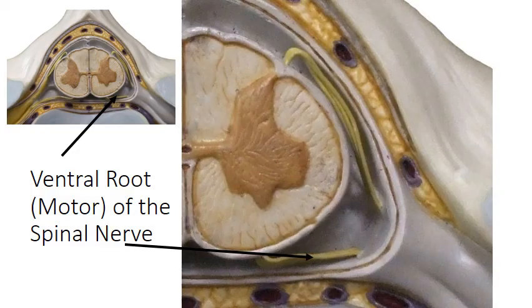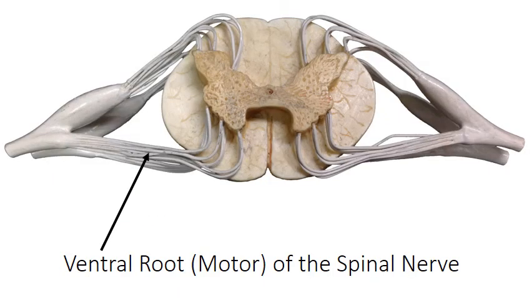Now what we're looking at is the ventral root. So the ventral root, the cell bodies for the ventral root are actually found in the anterior gray horn, and so they're going to send their axons out to create part of the spinal nerve. So the ventral root is the motor portion of the spinal nerve. So what we see here is the ventral root again. One more time, the cell bodies actually are found in the anterior gray horn, and they're going to send their axons out to help form part of the spinal nerve. So this is the ventral root, the motor portion of the spinal nerve.